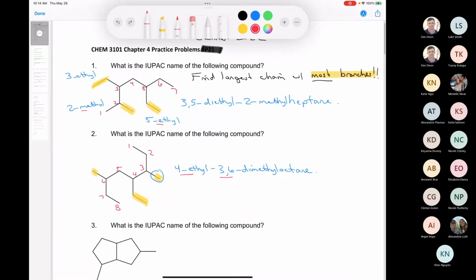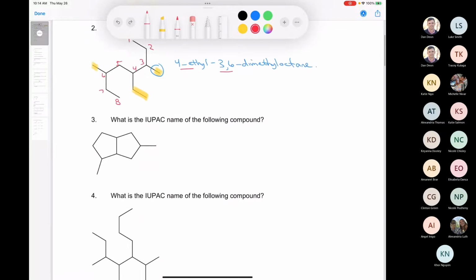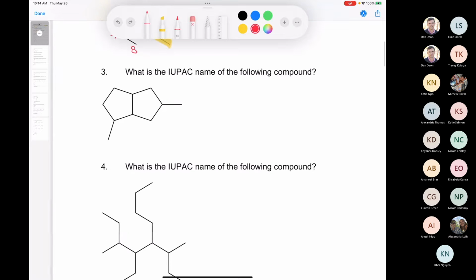The next compound is a little more interesting because it's a bicyclic compound. It has 2 bridges with 3 carbons and 1 bridge with no carbons in it. We have a bridgehead carbon here, and we have a bridgehead carbon here. Since both of the bridges here have 3 carbons, this bridge has 3 carbons, and this bridge has 3 carbons.